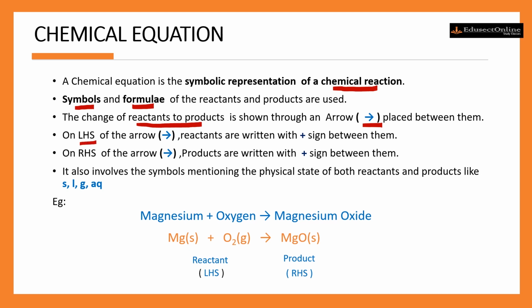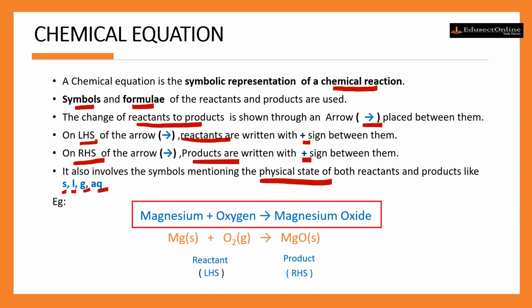On the LHS of the arrow, that means the left hand side of the arrow, reactants are written with a plus sign in between. If there are more than two reactants, they can be separated with a plus sign. Similarly, on the right hand side of the arrow, the products are written with a plus sign in between. The chemical equation also involves symbols mentioning the physical state of both reactants and products, like solid, liquid, gas or aqueous. When magnesium reacts with oxygen, it forms magnesium oxide.